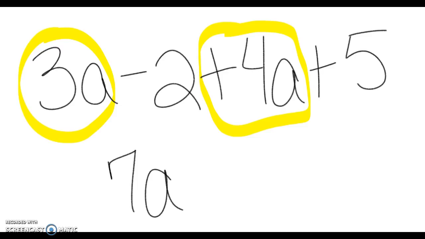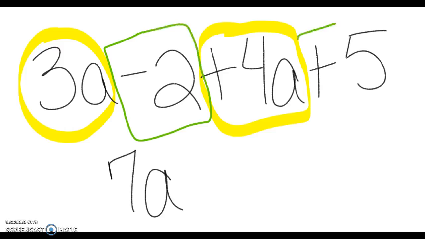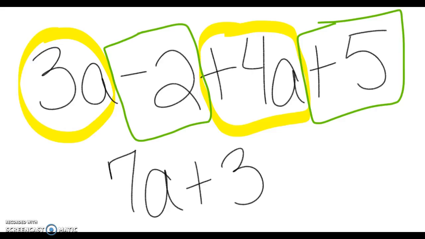When I look at 2, it's a constant, but remember that the sign in front has to stay with it. So it's a negative 2 and a positive 5. When I combine negative 2 and positive 5, I subtract because they have different signs, and I keep the sign of the higher number. So those two would combine to be a positive 3. Then when I go to read my expression, it's 7a plus 3. And let's try another one that has more than one variable.